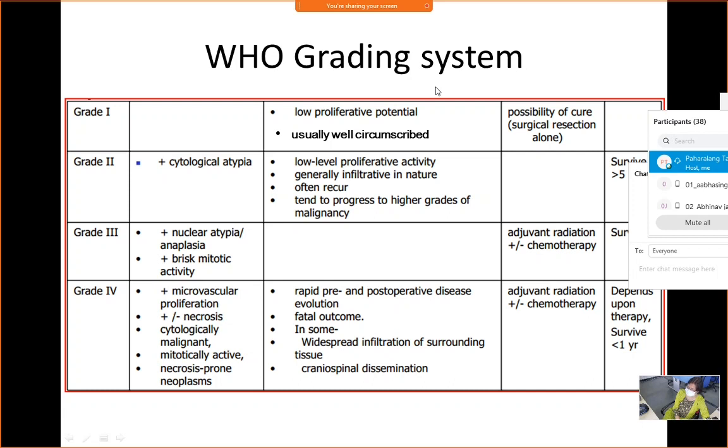We will not ask you theory questions about the grading system, but if you understand this, it gives you very interesting knowledge about neuropathology. So the grade 1 tumors have low proliferative potential, they are well circumscribed, and most importantly, they may be cured by surgical resection alone. Grade 2 tumors, microscopically, there is atypia. And they still are low-level proliferative, but they become infiltrative. That means they are no longer circumscribed and they can infiltrate. And because they can infiltrate, they can often recur.